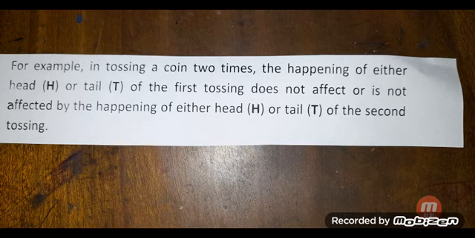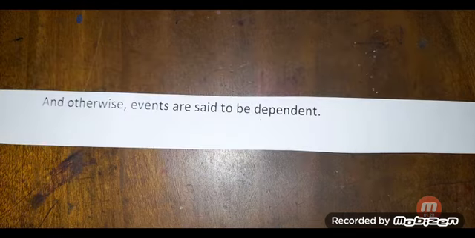Therefore, outcomes of first tossing and outcomes of second tossing are independent events, because they are not affected by each other or influenced by each other. And otherwise, events are said to be dependent.